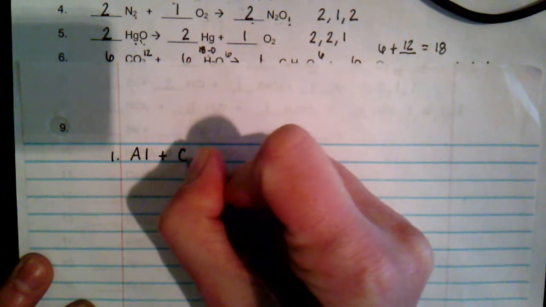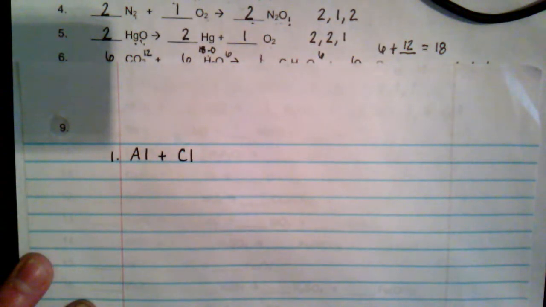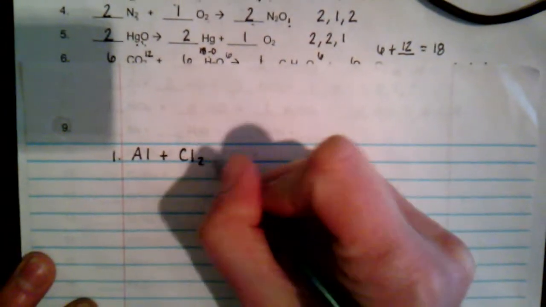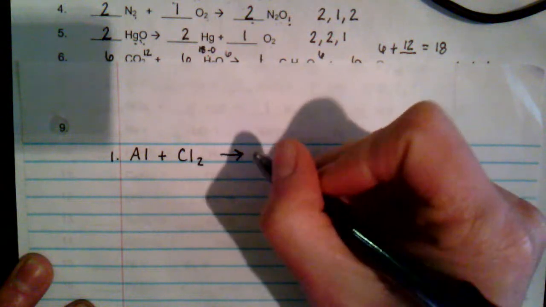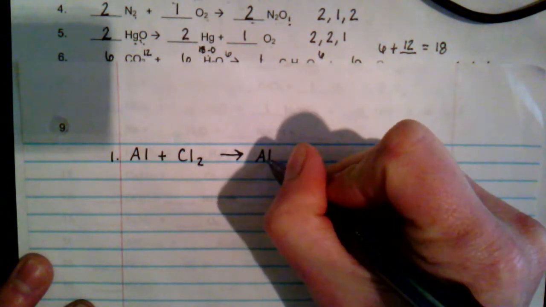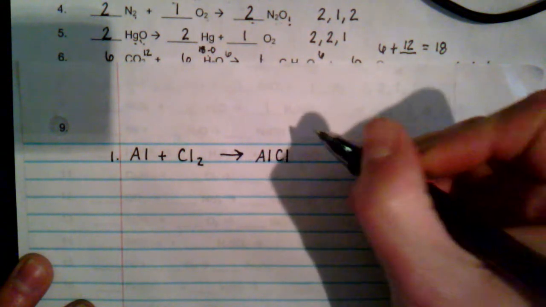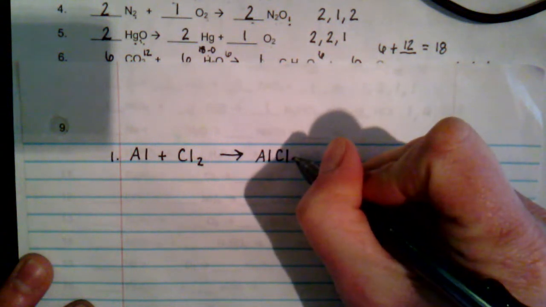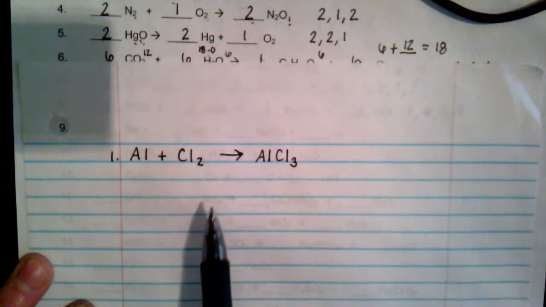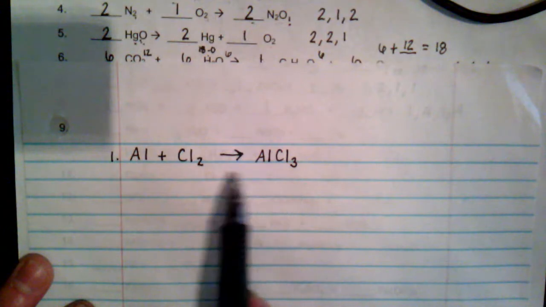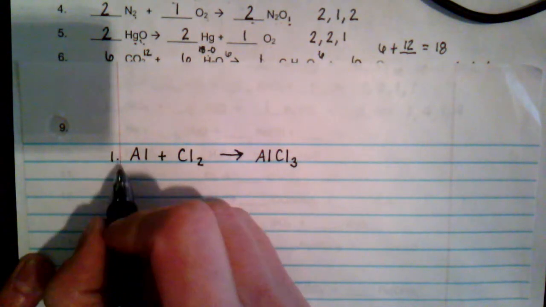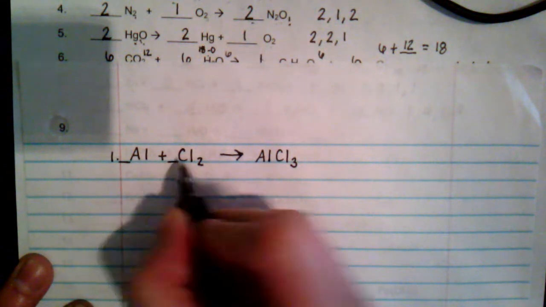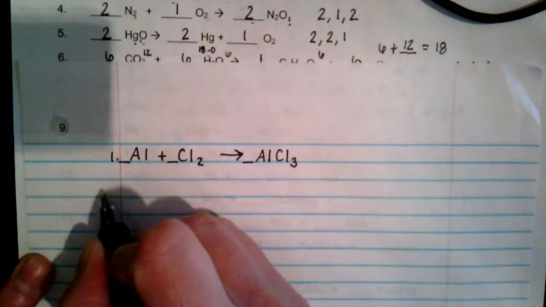All right. So the first one that I'm going to give you is Al plus Cl2 yields AlCl3. I would start with the chlorines. Remember, the smallest number both of those go into is 6. So you want to try to get them to 6 and then go back and balance your aluminum.